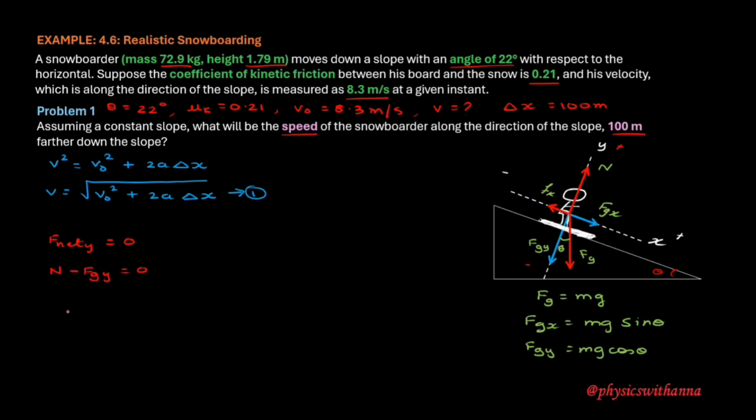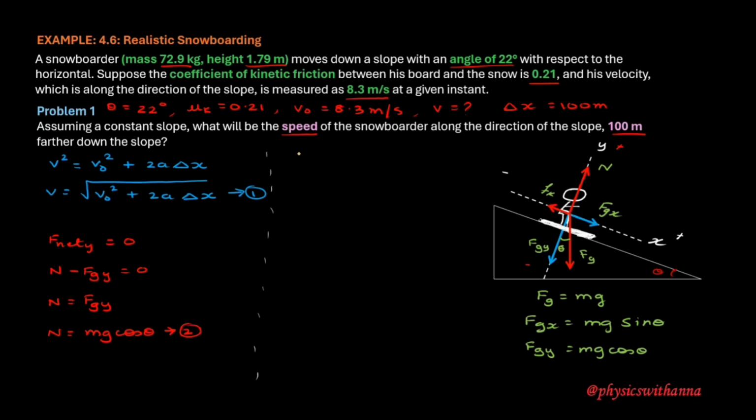That is equal to 0. So that gives me N to be equal to FGY. And we have found FGY to be equal to mg cosine theta. Let me call this equation 2.